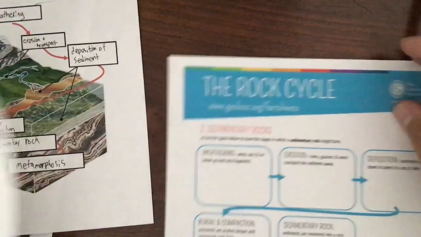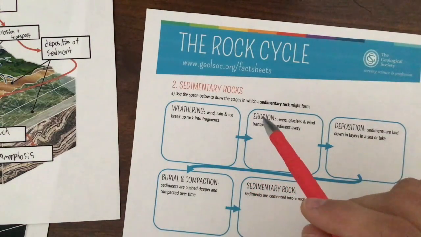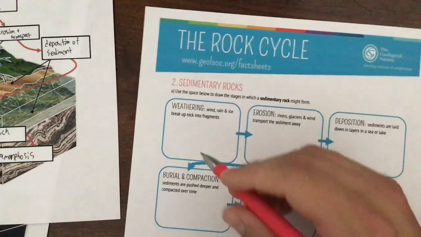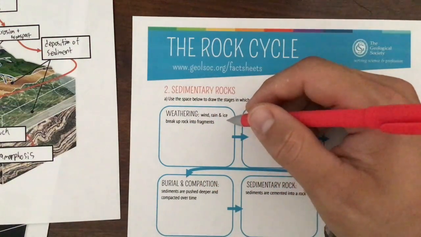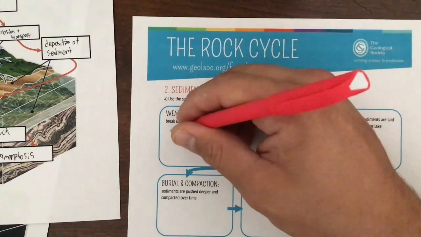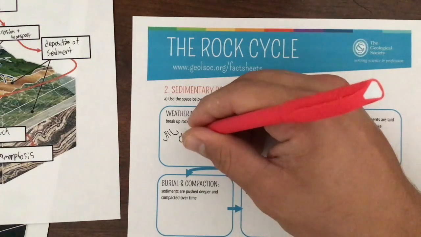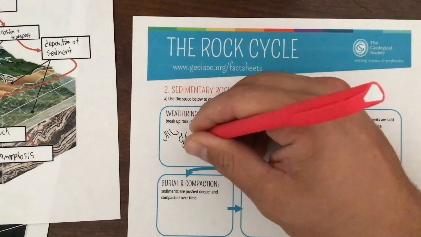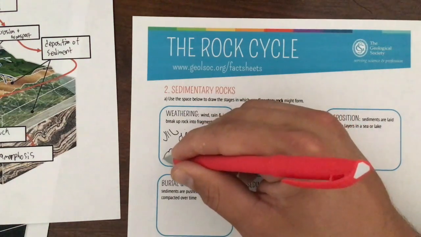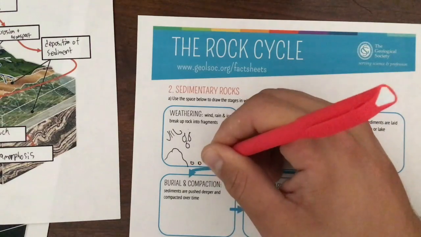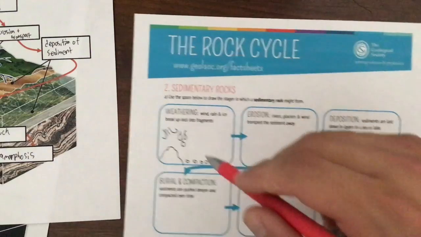Okay, so let's look here. Use the space below to draw the stages by which sedimentary rock might form. So weathering, I know this is when rain, ice, and wind break up rocks into fragments. So I'll draw a little wind. Maybe some drops of water. And maybe I'll draw a big rock right there, and some little rocks coming off of that. So you see I got some little rocks coming off because of wind and water.